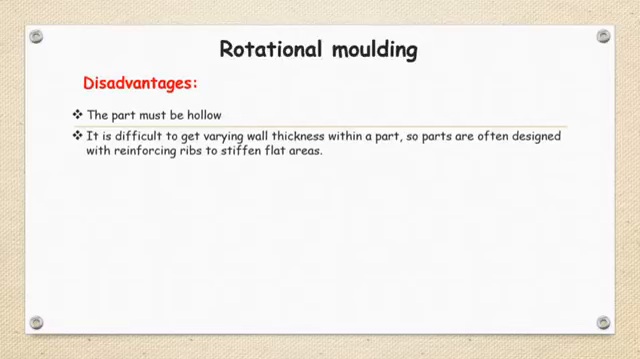Changing colors during the production run is comparatively easy, whereas in injection molding and blow molding it is costly and time consuming. These are the advantages of rotational molding.